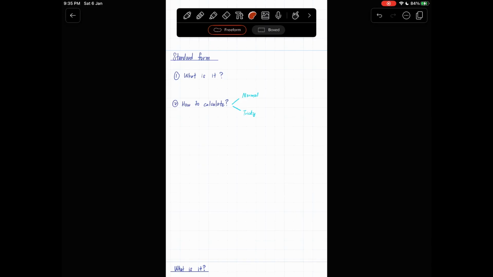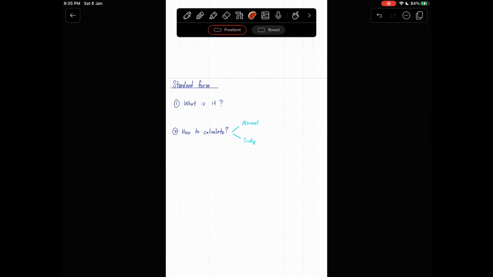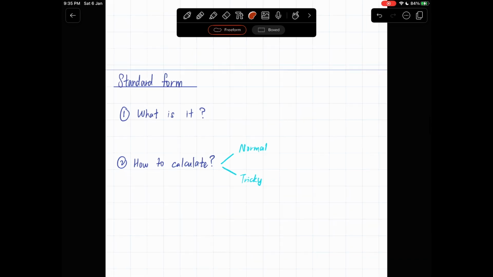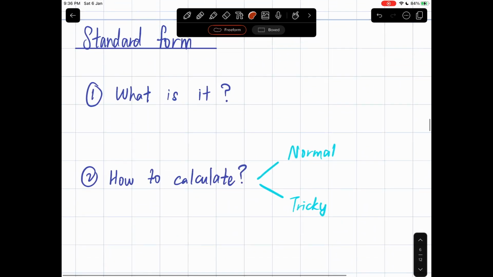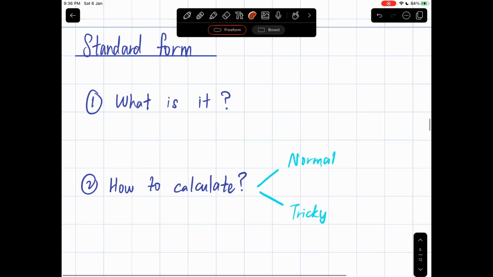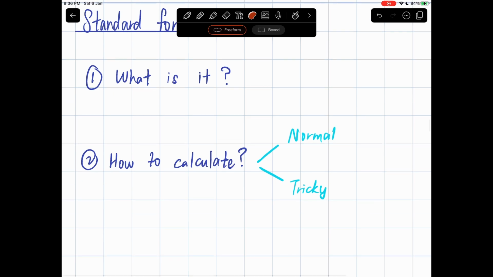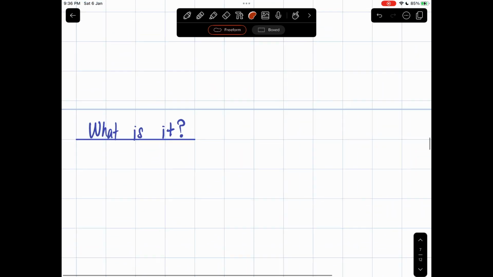Now, we are going to take a look at standard form. This video has two parts to it. First part is we're going to learn about what is standard form, and then we are going to see two different questions that you can be asked, which are normal questions and tricky questions. So we're going to see them one by one. So let's begin. So first off, what is it?